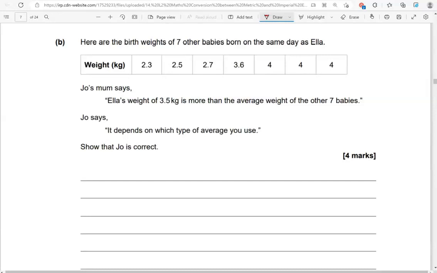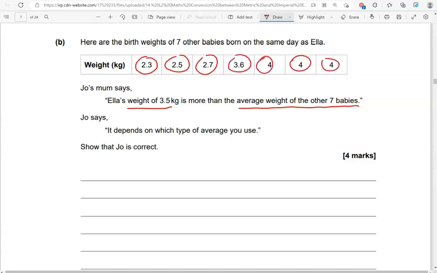Here are the birth weights of 7 other babies born on the same day as Ella. Jo's mum says Ella's weight of 3.5 kilograms is more than the average weight of the other 7 babies. Jo says it depends on which type of average you use. Show that Jo is correct. So we're comparing Ella's weight with the average weight of the other 7 babies. So that is 2.3, 2.5, 2.7, 3.6, 4, 4, 4.